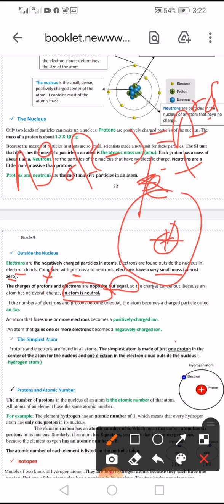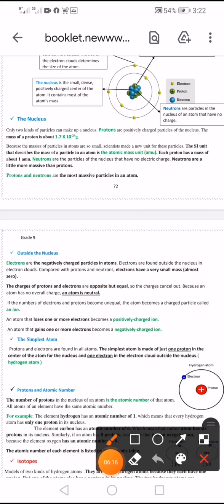So, because an atom has no overall charge, the atom contains no charge, as an atom is neutral. If the number of electrons and protons become unequal, the atom becomes a charged particle, which is called an ion.